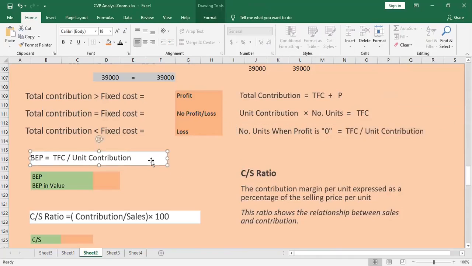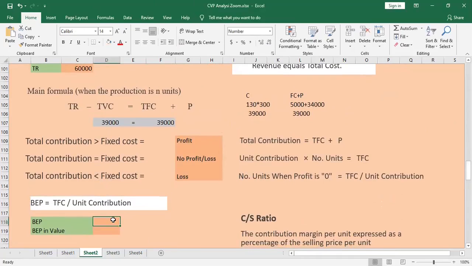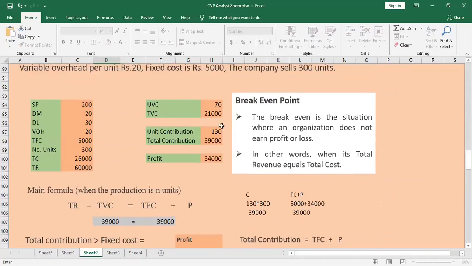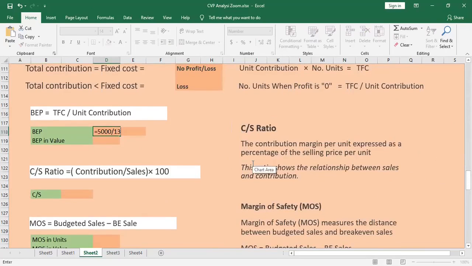Now I have given you the formula. Let me do the calculation for the same example as earlier. I have total fixed cost of 5,000 rupees divided by unit contribution, that is 130 rupees here. So 5,000 divided by 130, you get 38.46 as your break-even point.